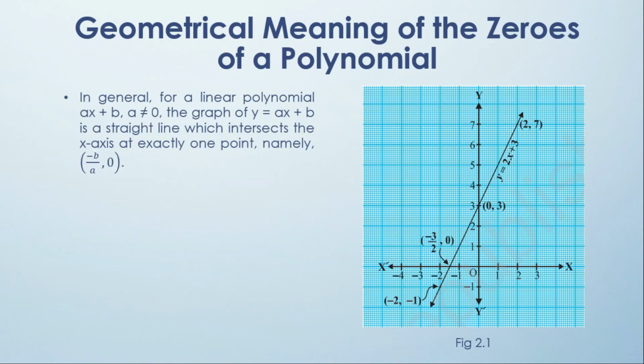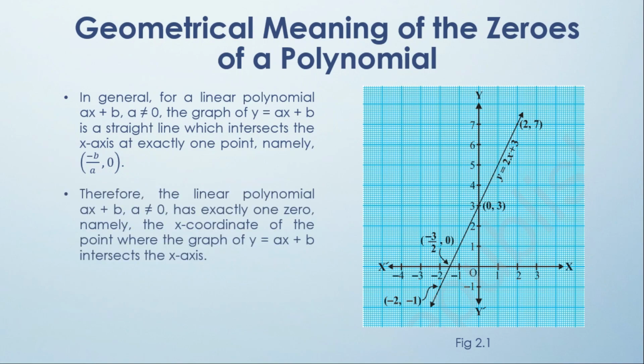In general, for a linear polynomial ax plus b where a is not equal to 0, the graph of y equals ax plus b is a straight line which intersects the x-axis at exactly one point, namely minus b by a, 0. Therefore, the linear polynomial ax plus b, where a is not equal to 0, has exactly one zero, namely the x-coordinate of the point where the graph of y equals ax plus b intersects the x-axis.